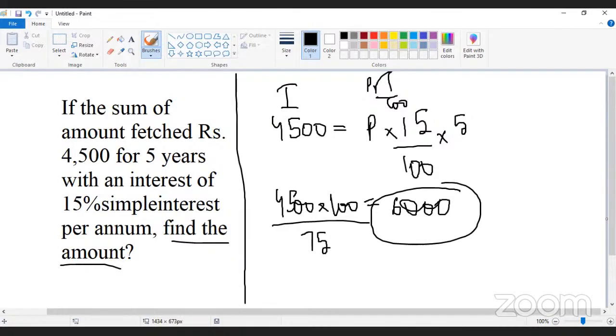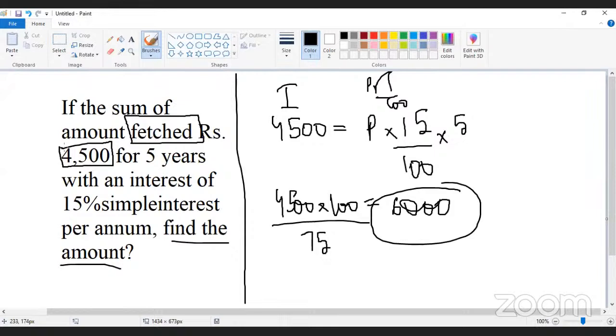So this person made a loss, because he invested 6,000 and then the outcome was 4,500. This 4,500 is given as it has been fetched, that means what they got. So we have known that the amount which fetched is 4,500. So we have received an additional 4,500. This is the fetched money.